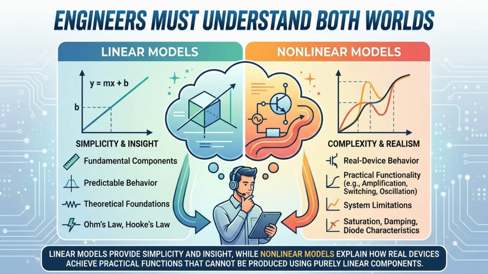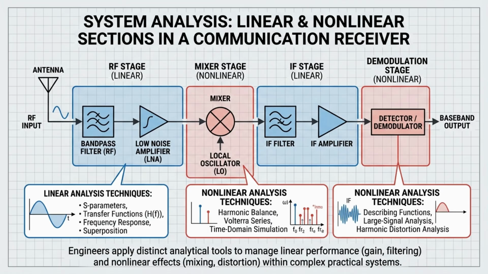As a result, engineers must understand both worlds. Linear models provide simplicity and insight, while nonlinear models explain how real devices achieve practical functions that cannot be produced using purely linear components. In practical engineering, many systems contain both linear and nonlinear sections. A communication receiver, for example, may include linear filters and amplifiers alongside nonlinear mixers and detectors. Each section is analyzed using techniques appropriate for its behavior.